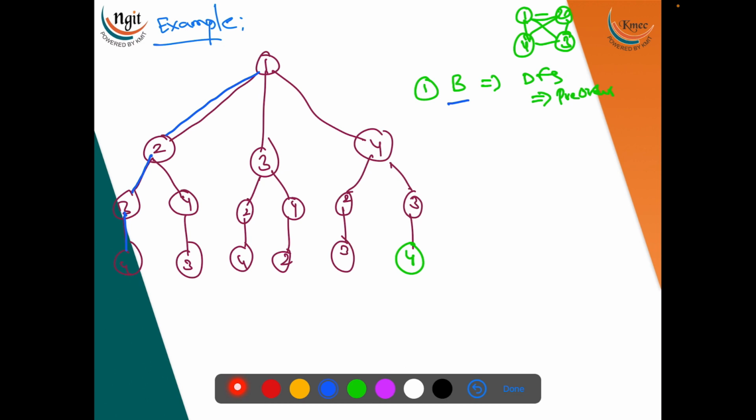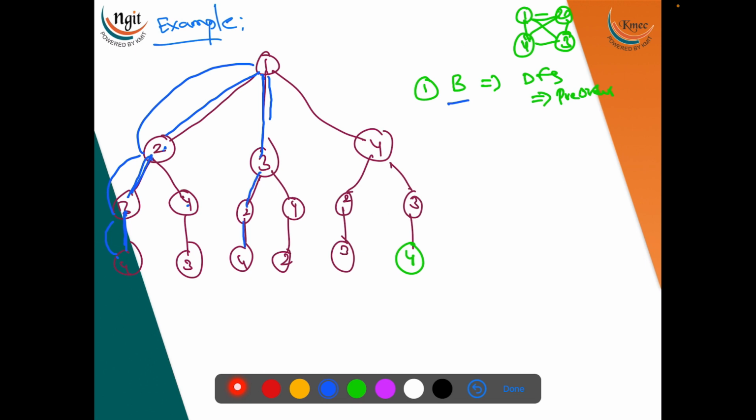Let's see. After it came 1 to 2, 2 to 3, 3 to 4, if the traveling salesperson wanted to take another path, it will backtrack. From 4 to 3 backtrack, 3 to 2 backtrack, and he can change his decision from 1 to 2 to 2 to 4, or else he can completely backtrack to vertex 1. Now he can change his decision and come to 1 to 3. So again 1 to 3, 3 to 2, 2 to 4.